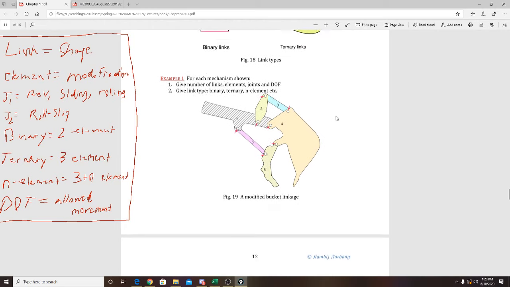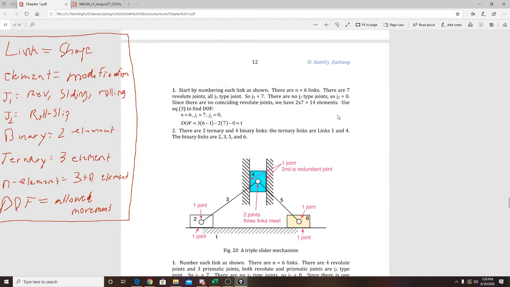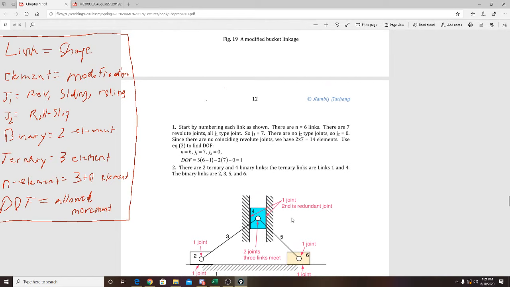All right. And so this will be the next one that we're going to do. We're going to do this one. So I'm going to do the exact same thing. I'm going to draw it out.